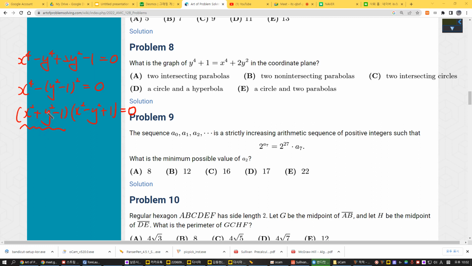Can you hear me? Yep. For the first parenthesis to be zero, which shape is for this equation? A circle. So there should be a circle here. How about the second parenthesis? Something like this. When squares are subtracted, that makes a parabola or hyperbola.